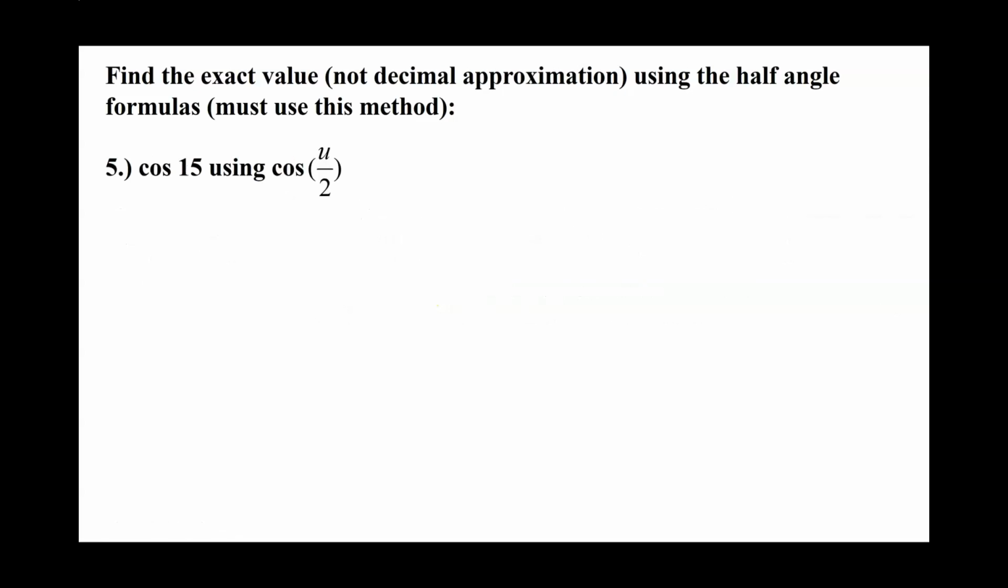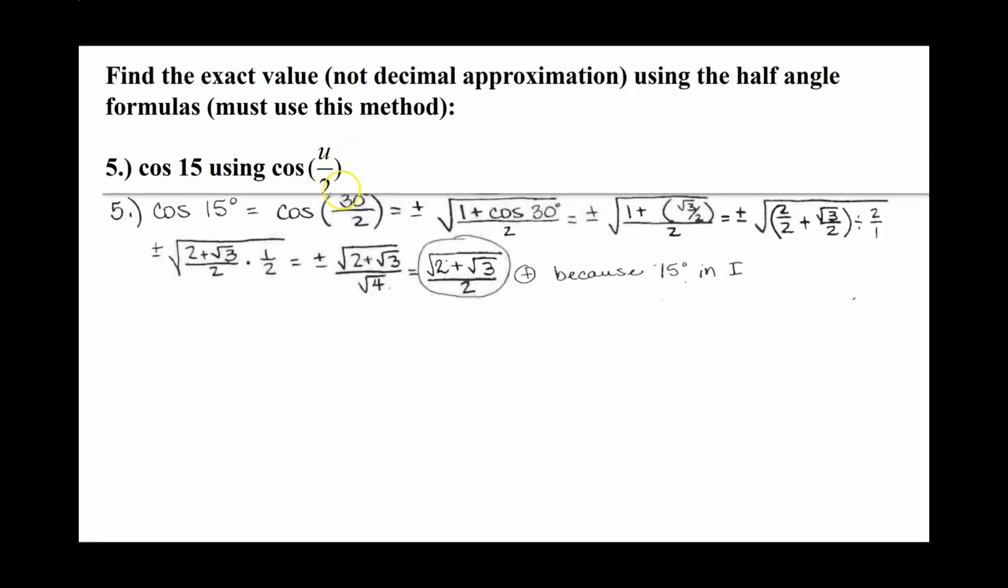All right, they asked me to find the cosine of 15 using a half angle formula. So again, I want to think of what divided by 2 gives me 15. Well, 30 divided by 2 gives me 15. So I'm going to put 30 in the place of u. And you'll notice it's the exact same formula, just one sign change right there.